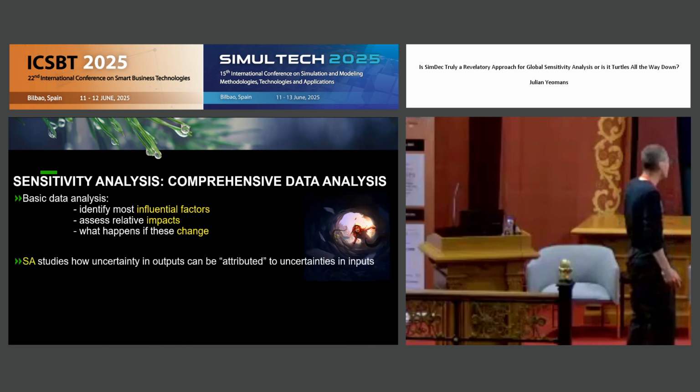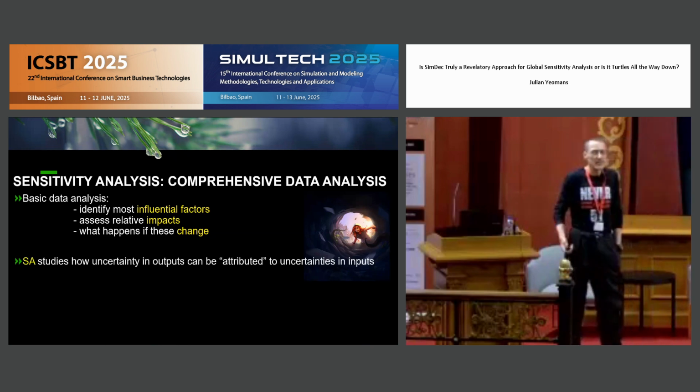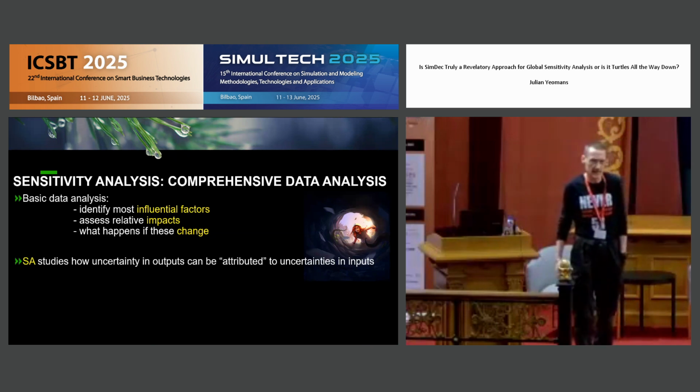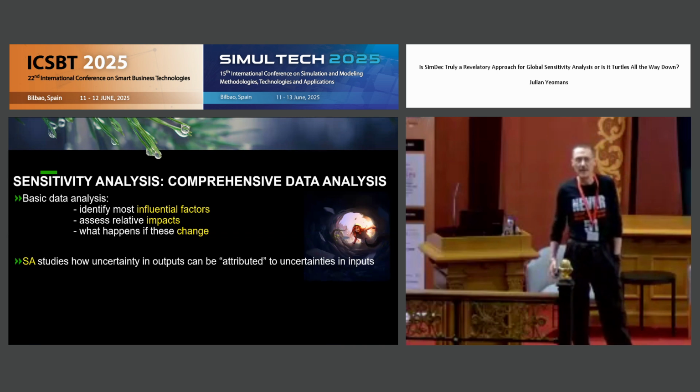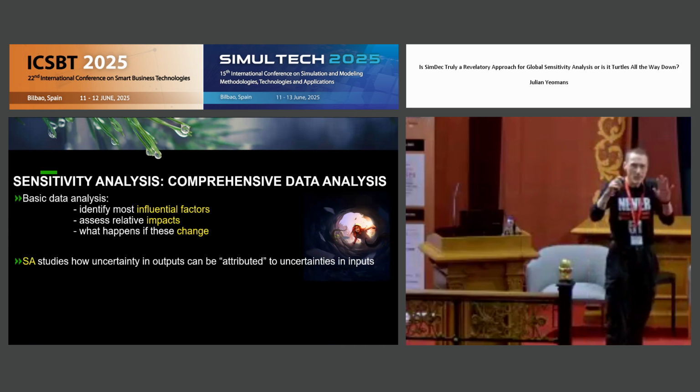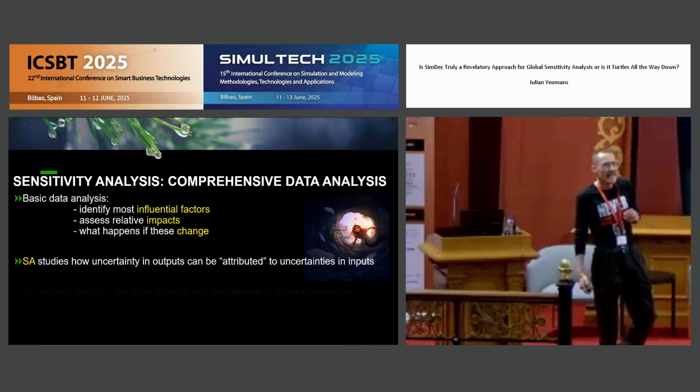And when you get to sensitivity analysis, what you're really trying to assess is the uncertainties of the outputs in terms of the nature of the inputs. So that's really what sensitivity analysis is, broadly speaking.